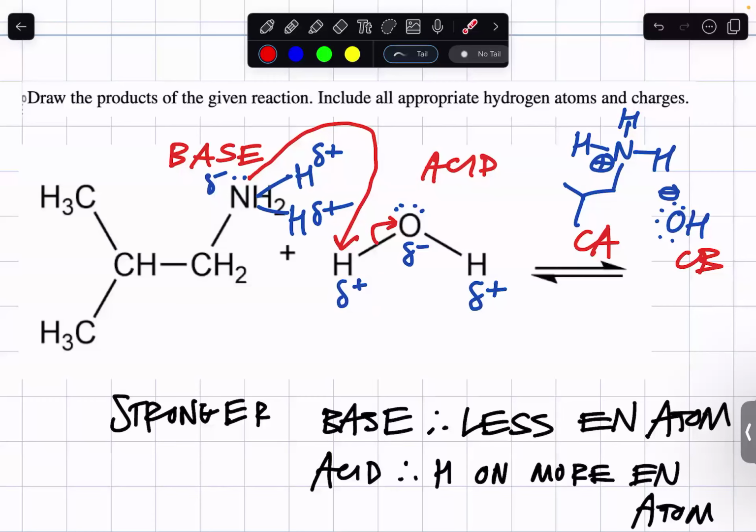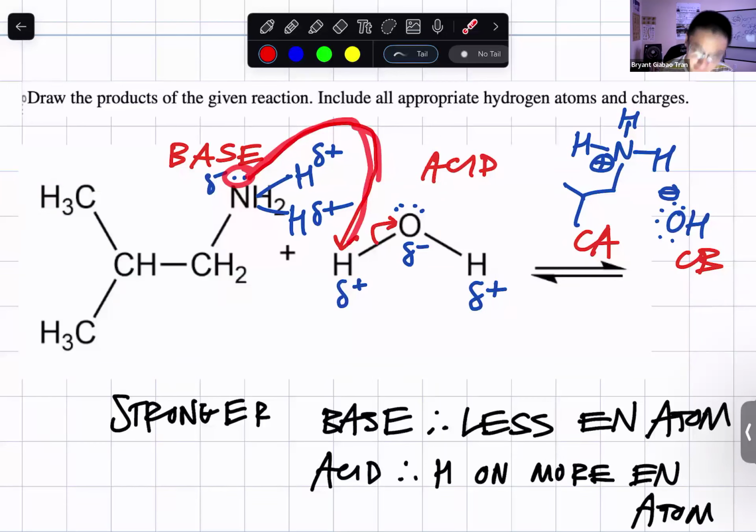And this nitrogen here, since it's less electronegative, it's more able to donate electrons to attack that positively charged hydrogen right there.